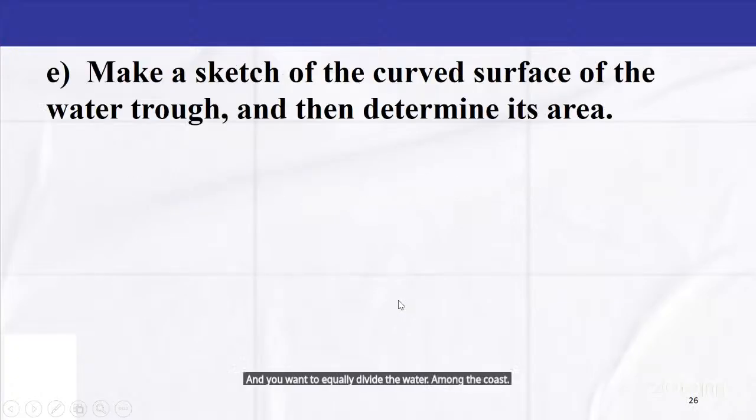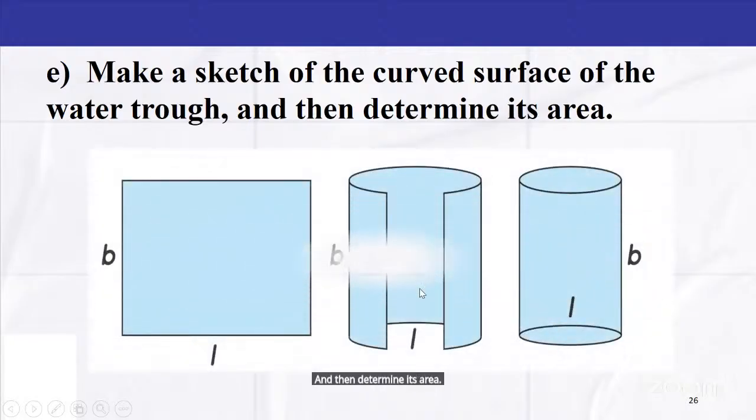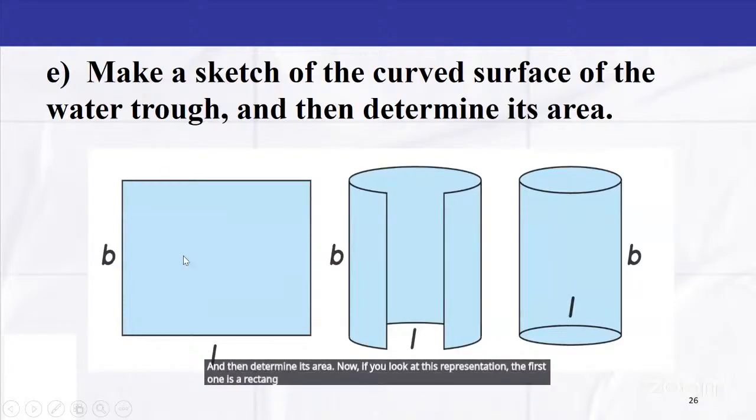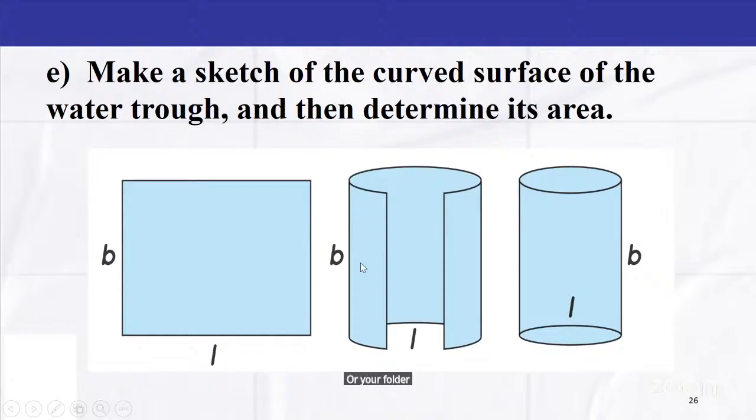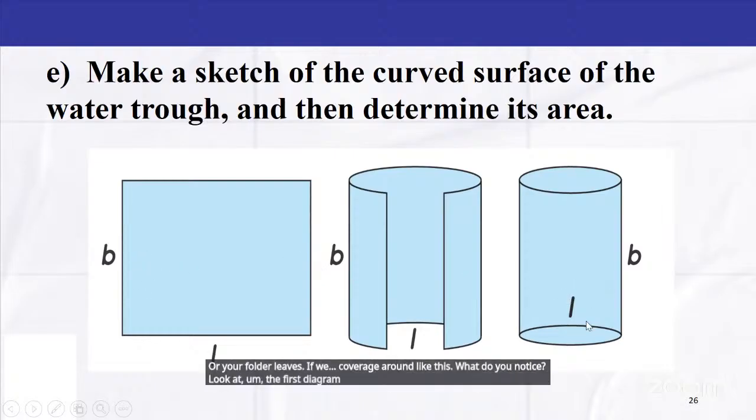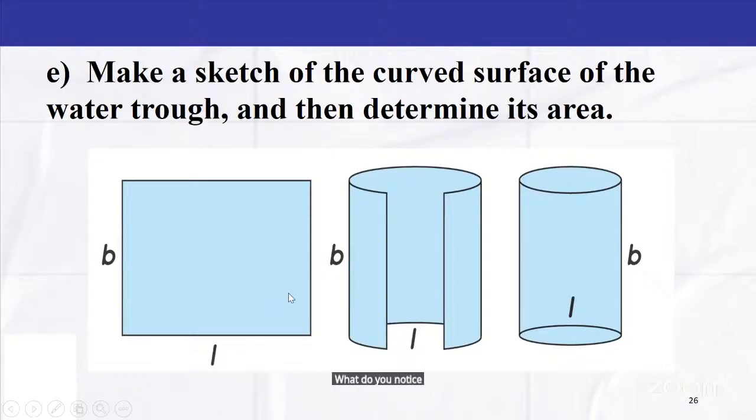All right, very good. Now part E says, make a sketch of the curved surface of the water trough and then determine its area. Now, if you look at this representation, the first one is a rectangle. Let's call it a blank sheet of paper, like printing paper or your folder leaf. If we curve it around like this, what do you notice? Look at the first diagram and the second diagram. What do you notice when I curve the paper around, looking like the middle one?